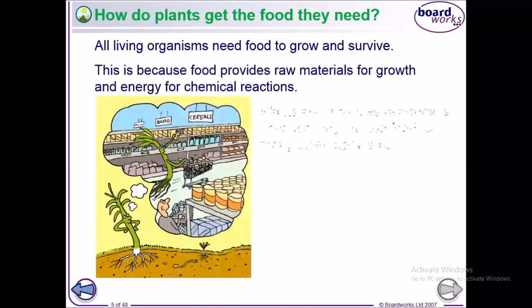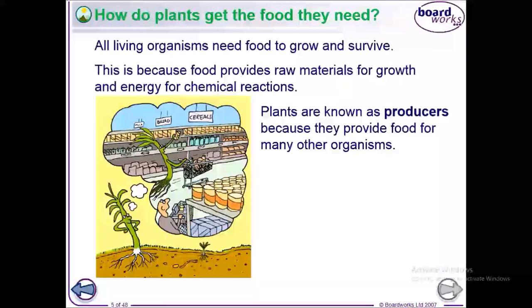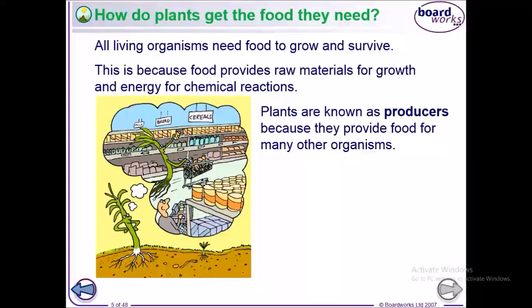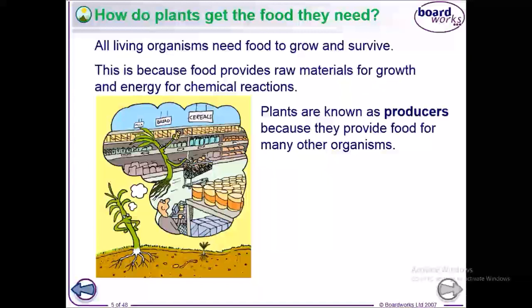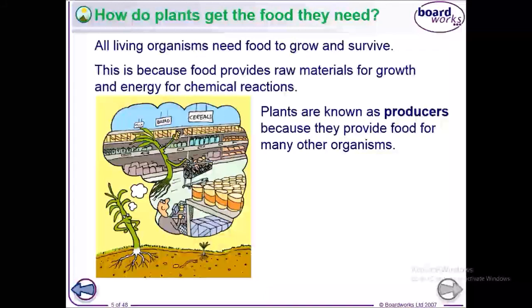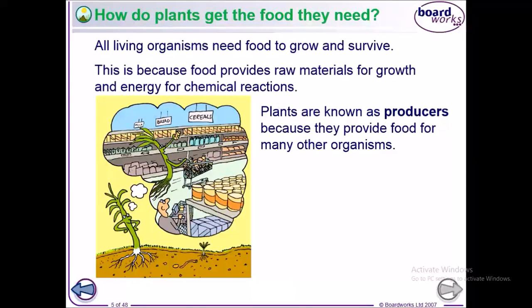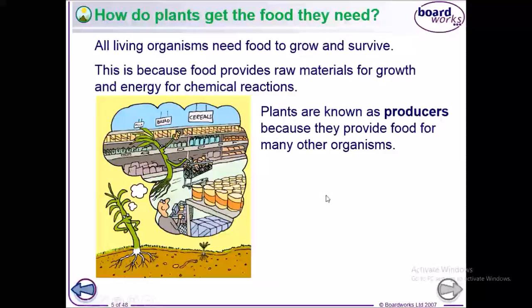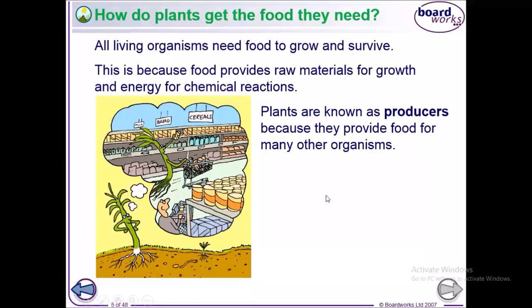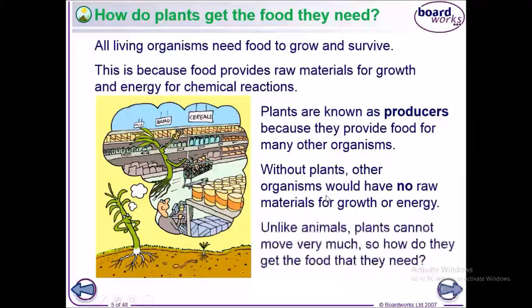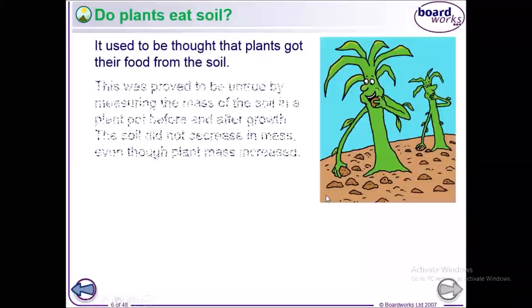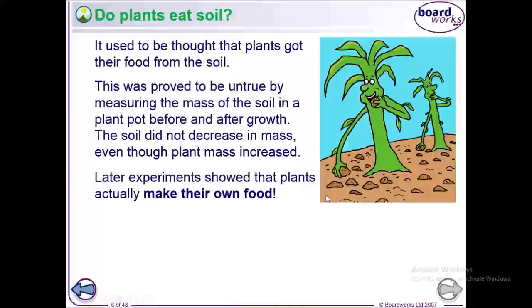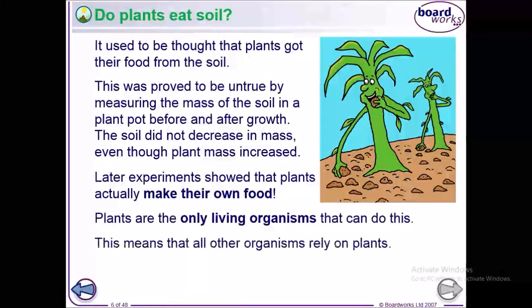Since plants are living organisms, they also need food. So they need to make their own food to grow and survive, and to give us what we need, like oxygen, food, medicine, and stuff like that. So plants are known to be producers, which means that they make their own food. They make their own food by using the sunlight, the nutrients from the soil, and the carbon dioxide from the air. Let's look in here.